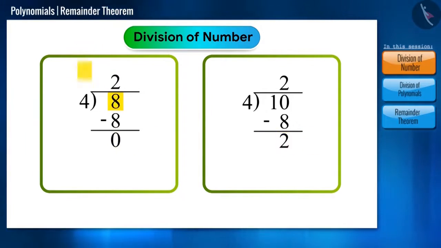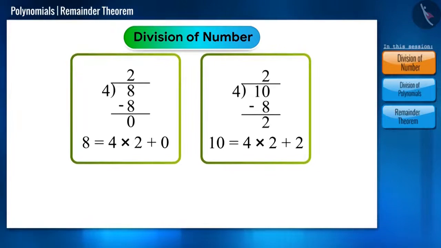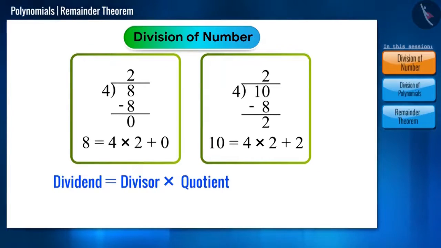For example, if we divide 8 by 4, we get the remainder as 0. Whereas, if 10 is divided by 4, the remainder is 2. We can also represent this process as 8 is equal to 4 multiplied by 2 plus 0 and 10 is equal to 4 multiplied by 2 plus 2. And we can say dividend is equal to divisor multiplied by quotient plus remainder.